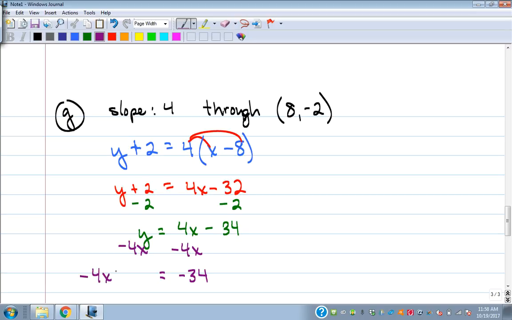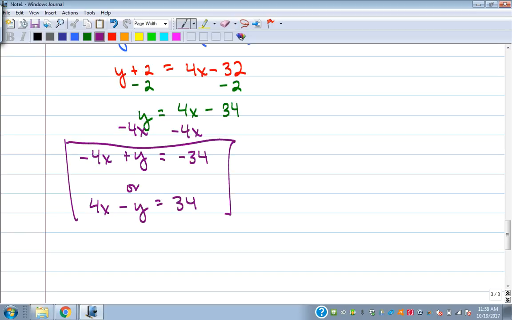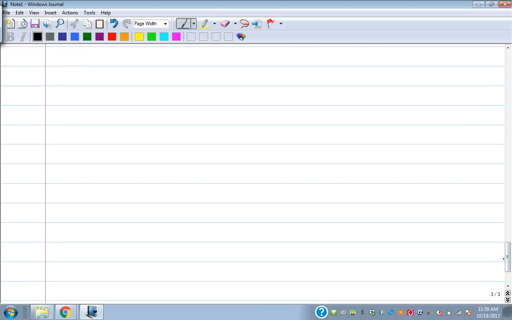We got negative 4x plus y. The negative is in front of the x, so we could have it as 4x minus y equals 34. Either of those is a correct standard form. So given a point and the slope, start with point slope, go to slope intercept, from slope intercept, go to standard. So everything we do builds on the previous thing.